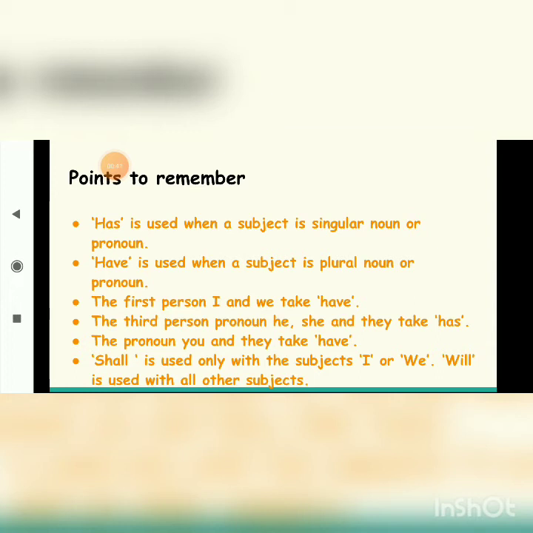The third person pronoun he, she and it take has. Okay students, so if the sentence starts from he, she or it, that time we have to use the word has. The pronoun you and they, we have to take have. At the last, shall is used only with the subjects I or we and will is used with all other subjects. I hope students this much must be cleared with everyone.